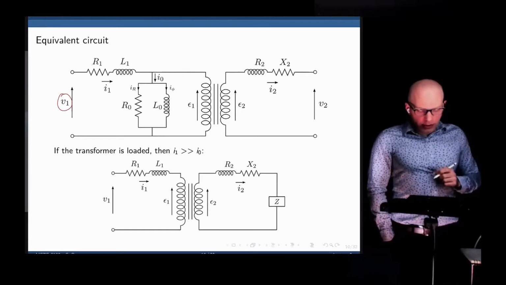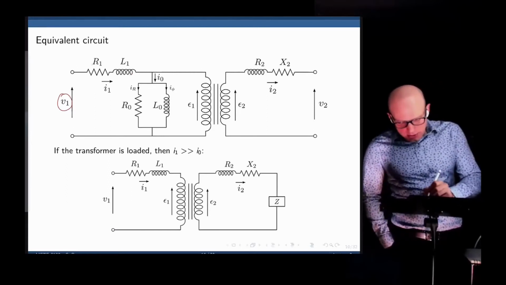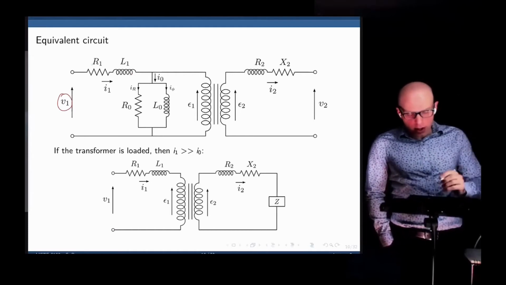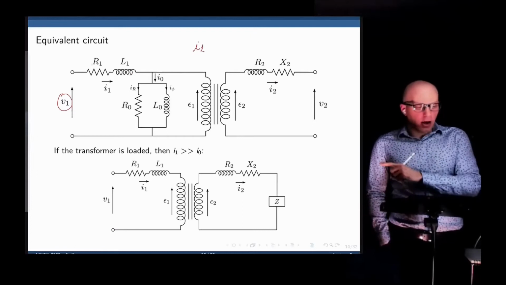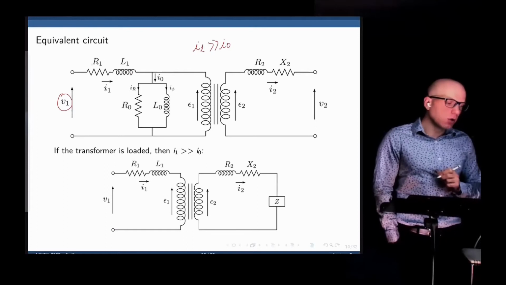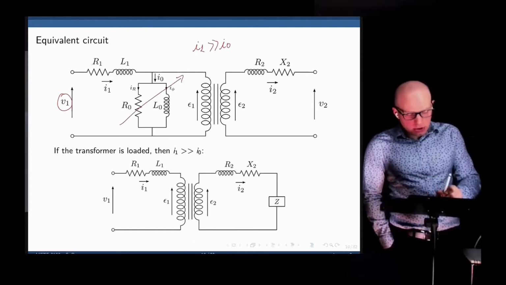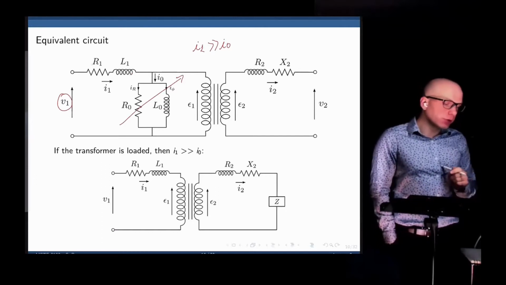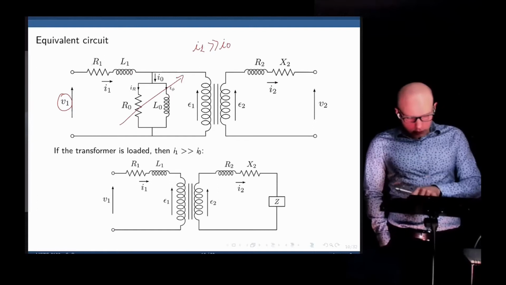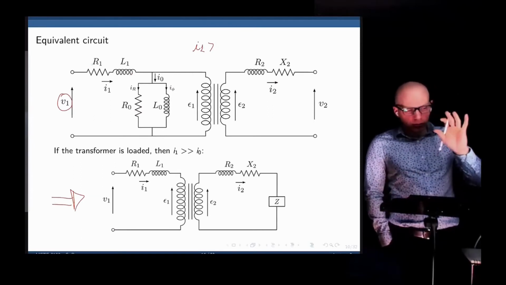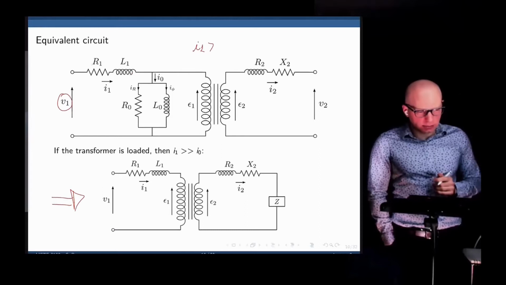If the transformer is loaded, then you can say that a current I1 will start to flow in the primary winding if you add an impedance to the secondary. And you can now say that the current that comes from the power source is much greater than I0, the magnetizing current or the no load current. And this entire branch here can be neglected, but only when the transformer is loaded. So if that whole thing can be neglected, then our transformer model will simplify to this. The whole parallel branch is neglected.